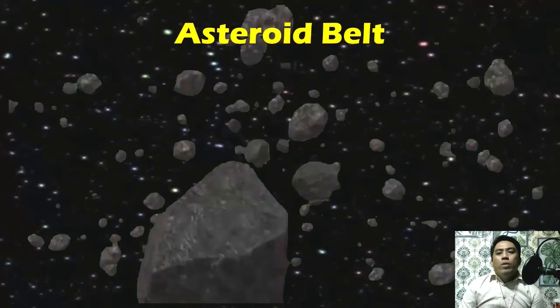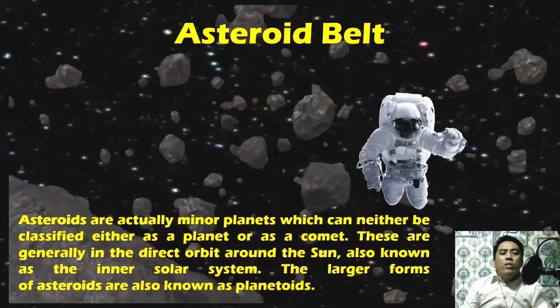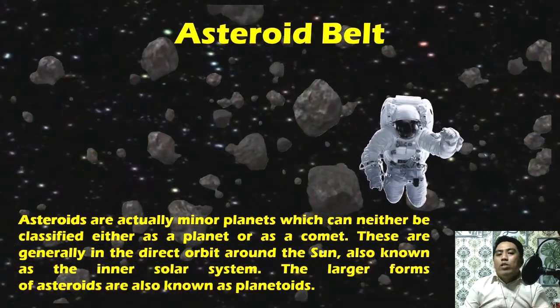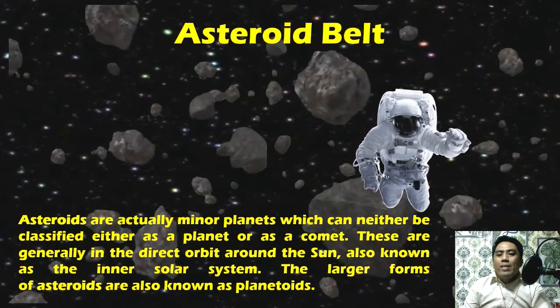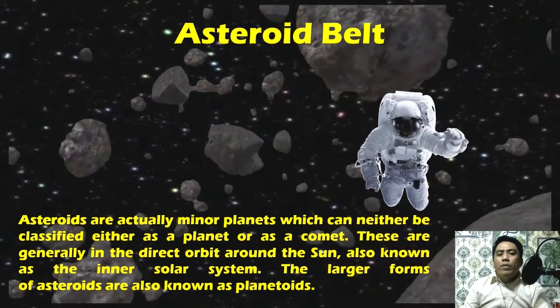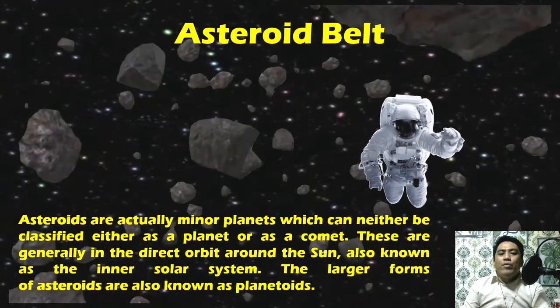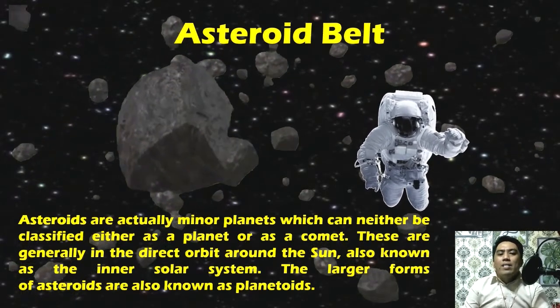So before we reach the gaseous planets or the Jovian or the outer planets, dadaan muna tayo sa tinatawag na asteroid belts. So ano ba itong asteroid belts? So ang asteroids are actually minor planets which can neither be classified either as a planet or as a comet. So this generally in the direct orbit around the sun, also known as the inner solar system. The larger forms of asteroids are also known as planetoids.